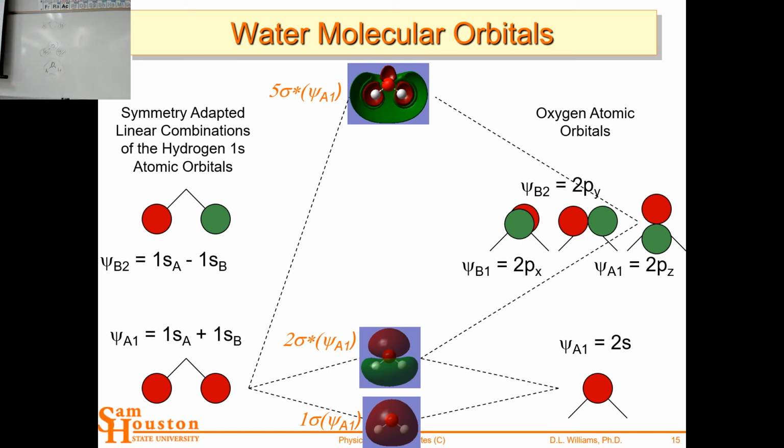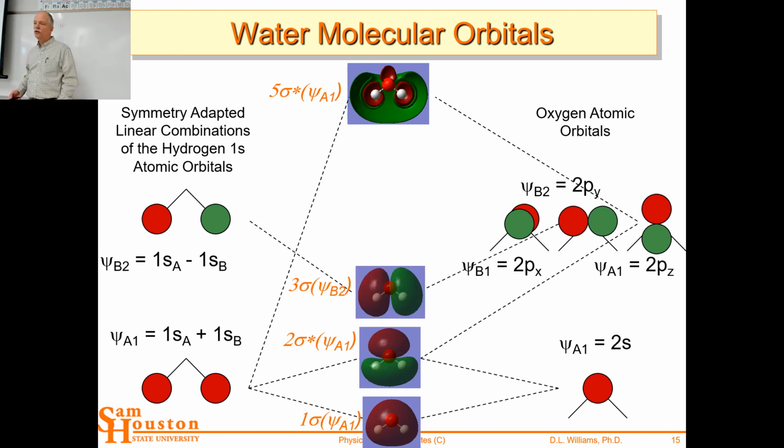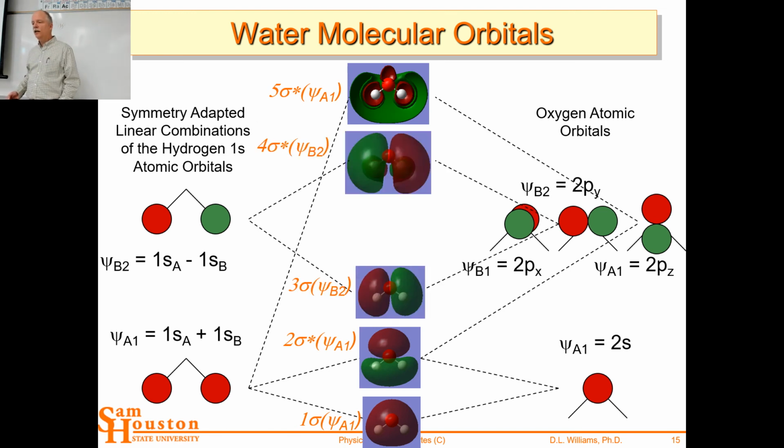And then let's look at the other ones. We have B2, and B2 is the 2py atomic orbital, and B2 is also the 1sa minus 1sb. And so those are going to combine in a bonding and an antibonding arrangement. Now the antibonding arrangement on water here is pretty complex. So if I were to draw that myself, I might do something like this.